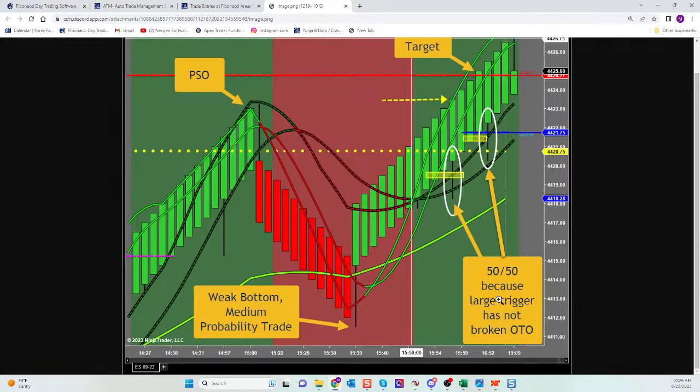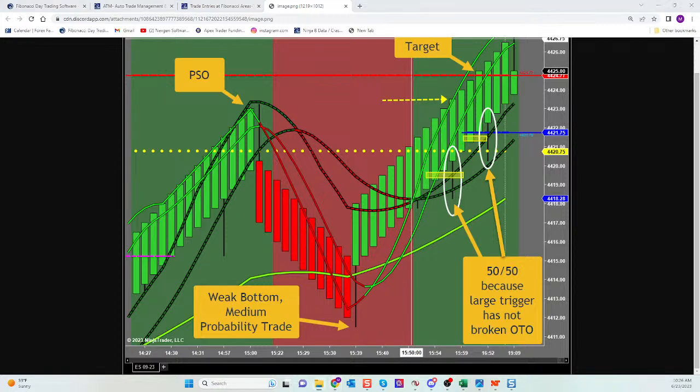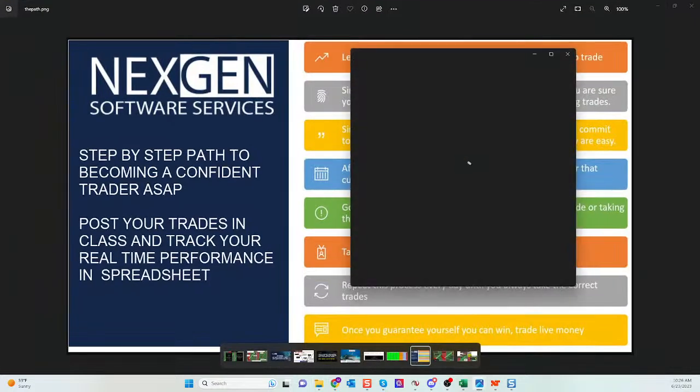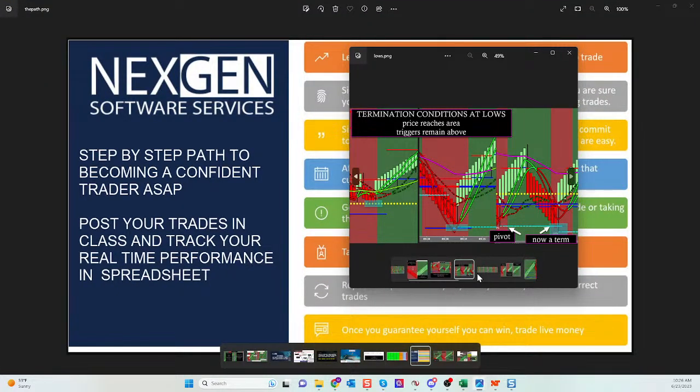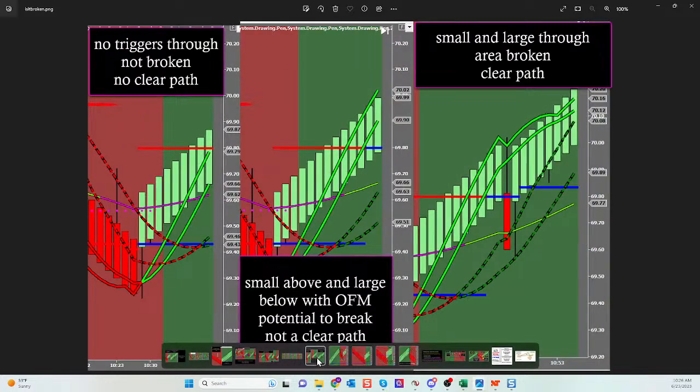So David, you identified this perfectly as a 50-50 trade. Guys, this is your first medium probability trade, when an area has the potential to break, but hasn't yet broken. And I don't think we talked about the 50-50 yet. You're going to see this, whoops, wrong one. 3 different ideas on whether or not an area is broken, whether or not the path is clear.